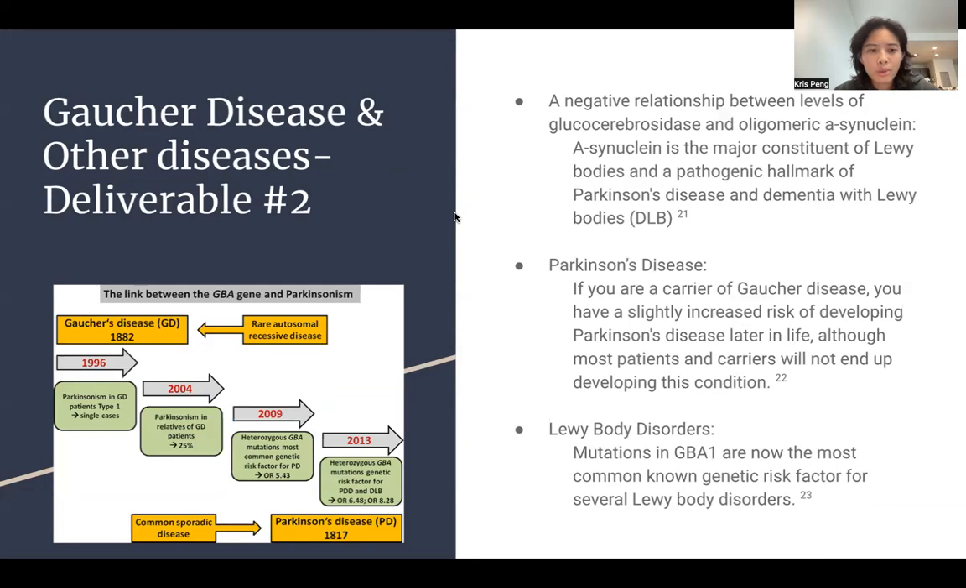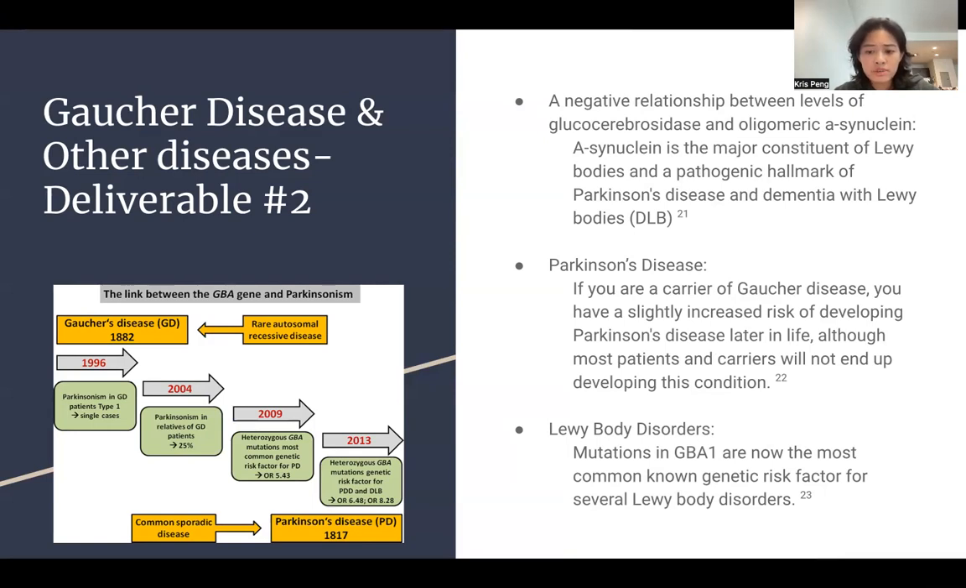Gaucher disease is also correlated with other diseases. For example, scientists have discovered a negative relationship between levels of glucocerebrosidase and oligomeric alpha-synuclein. So alpha-synuclein is a major constituent of Lewy bodies and a pathogenic hallmark of Parkinson's disease and dementia with Lewy bodies. So if you are a carrier of Gaucher disease, you have a slightly increased risk of developing Parkinson's disease later in life, although most patients and carriers will not end up developing this condition.